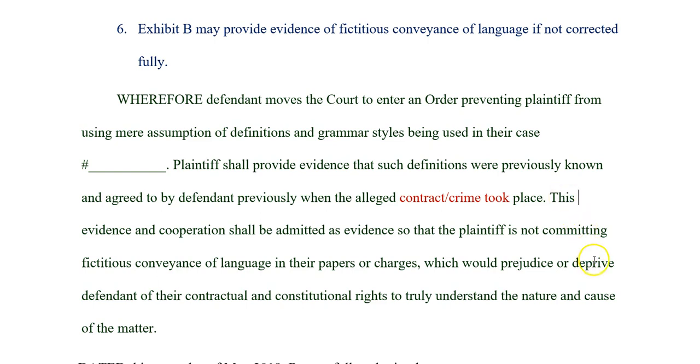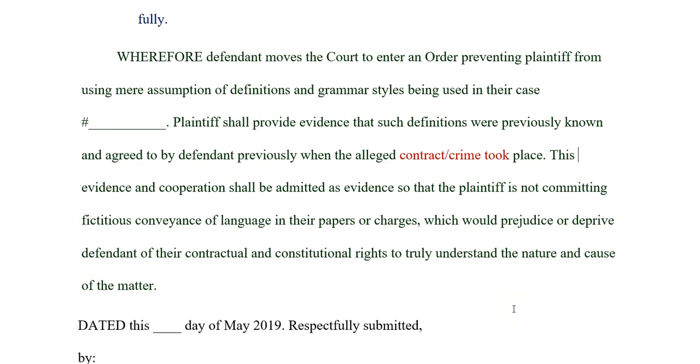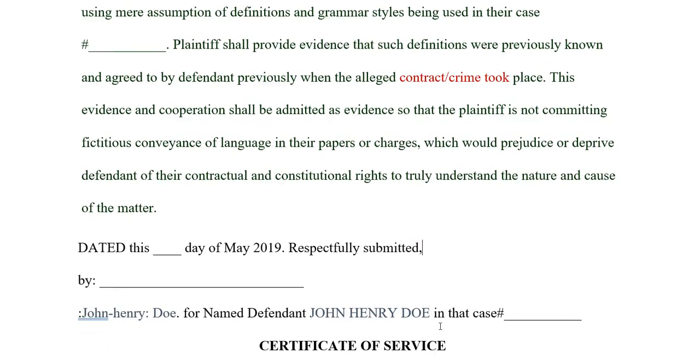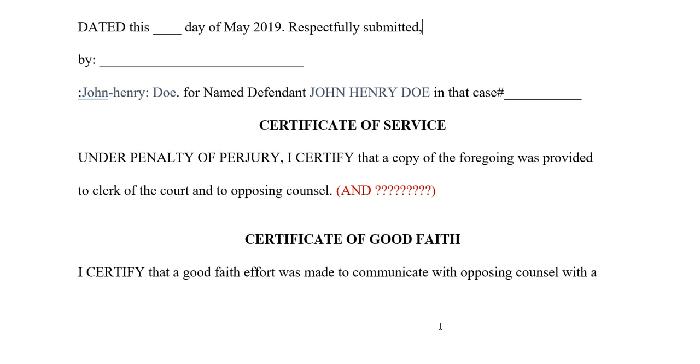This evidence and cooperation shall be admitted as evidence, so the plaintiff is not committing fictitious conveyance of language in their papers or charges, which would be prejudiced and deprive defendant of their contractual and constitutional rights to truly understand the nature and cause of the matter. Guys, the whole name of the game is this syntax technology, folks. All roads lead back to this. Whatever technologies you've been studying out there on the internet, whatever gurus you've been studying, they've missed the whole point. It's all on the document itself.